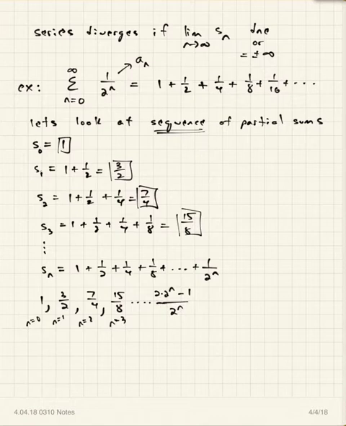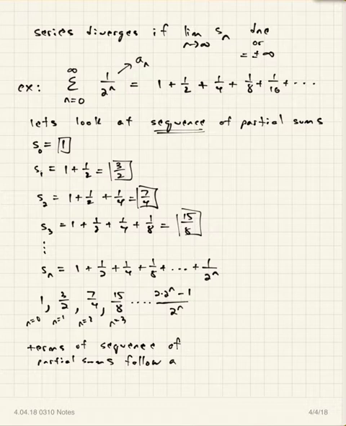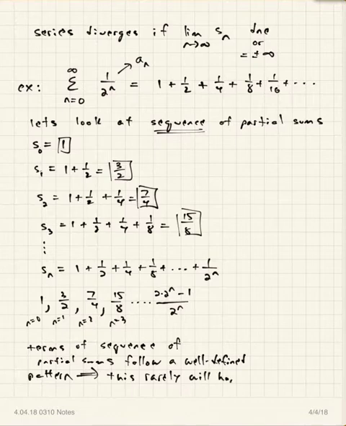And so the terms of the sequence of partial sums follow a well-defined pattern. And let me point out here at the end, this rarely happens. In other words, we're not always going to be able to find this nice little well-defined pattern here.